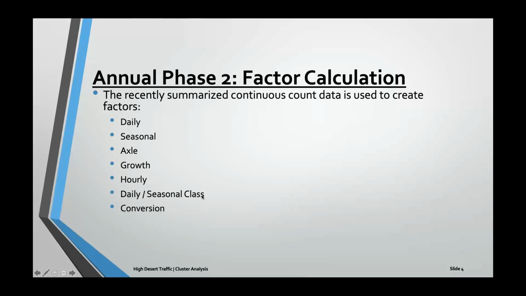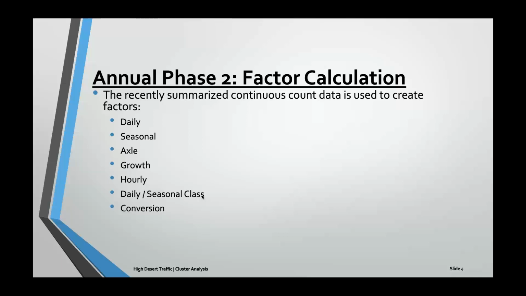The daily and seasonal class factors are the same thing, but are applied to class data. So it's the idea that if you were to graph out the various classification types, if you were to look at total volume, your graph might go like this or something, it kind of has a little hump as the summer months go by.